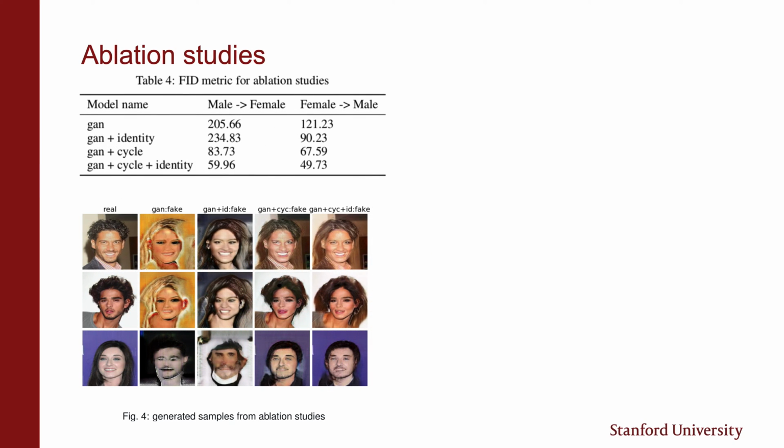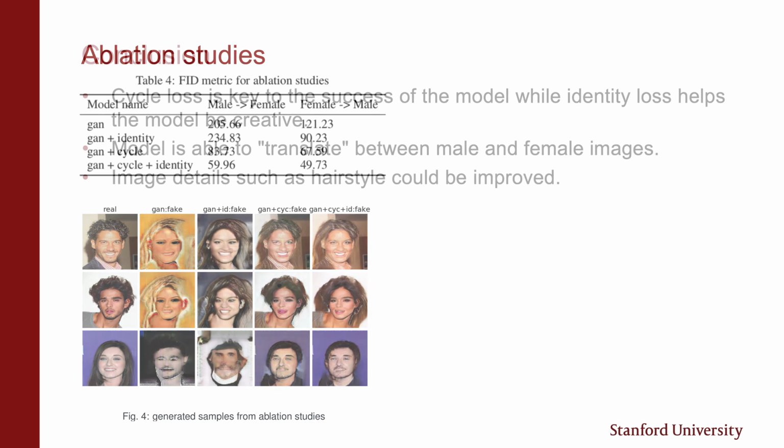Ablation studies. In the ablation studies, we find that without cycle loss, the model suffers from model collapse and cannot produce realistic image mappings. As soon as we add the cycle loss, it becomes better. We also show that identity loss helps the model be more creative, adding more hair to the men's images and cutting more hair for the women's.